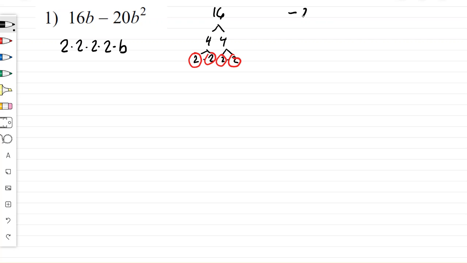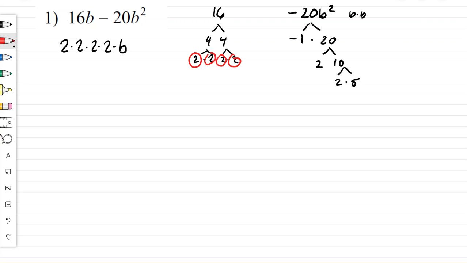Now we're going to do the negative 20b squared. Well, don't worry about the b squared because b squared is just b times b. So let's look at the negative 20. Since we have a negative number, we want to factor out something that will not impact the number at all. So we start off with its prime number and we give the negative to 1. So negative 1 times 20. Now we can factor out the 20, which is 2 times 10. Since the 2 is prime, let's factor out the 10, which is 2 times 5.